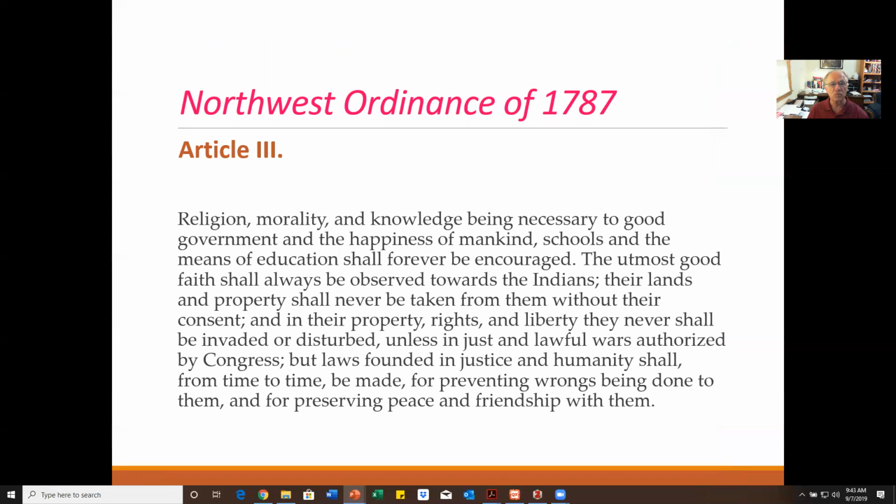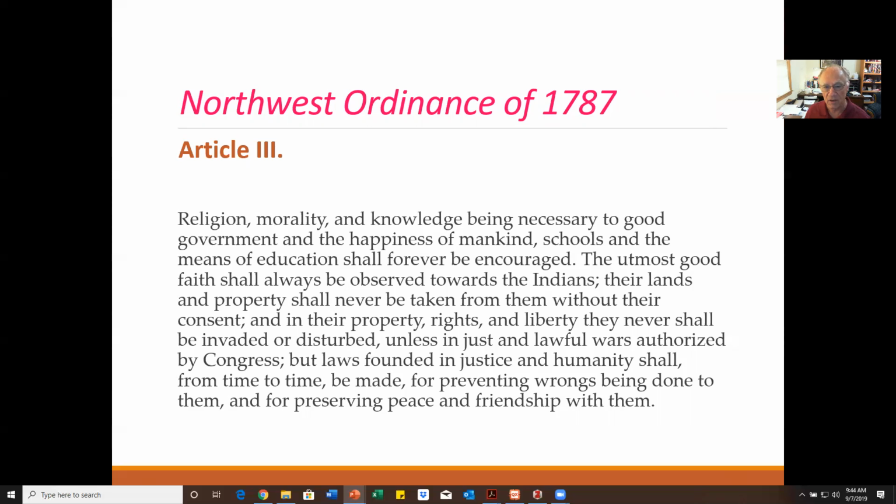And it starts this way. It's Article 3, religion, morality, and knowledge being necessary to good government and the happiness of all mankind, schools and the means of education shall forever be encouraged. Now think about that. We'll come back to that in a moment. The utmost good faith shall always be observed toward the Indians.